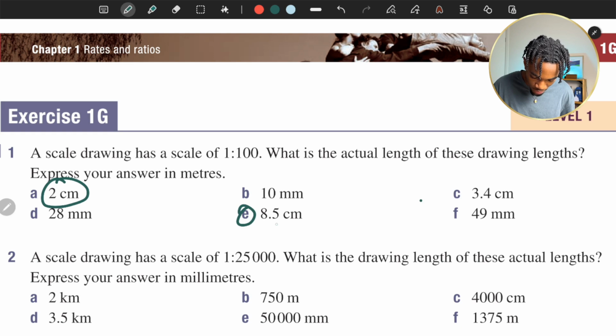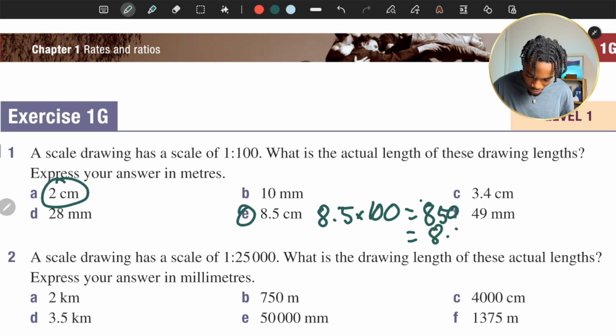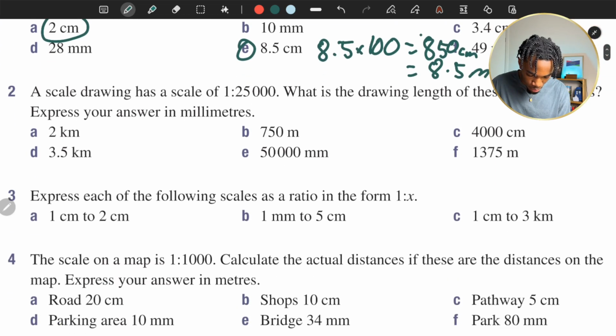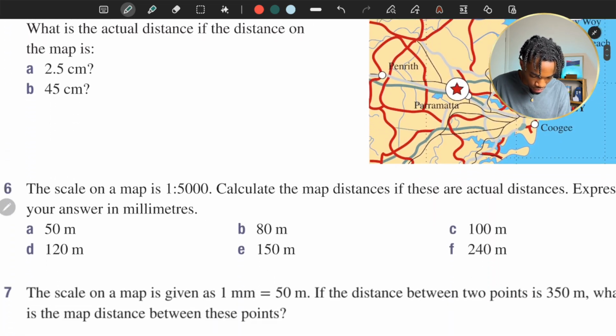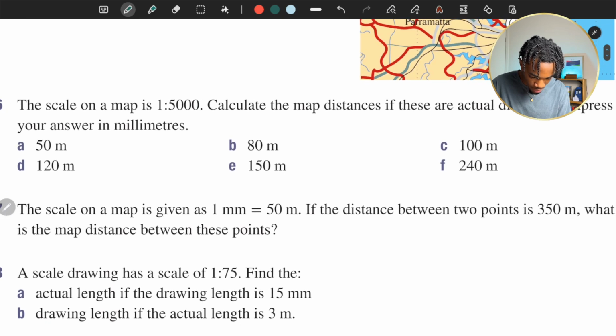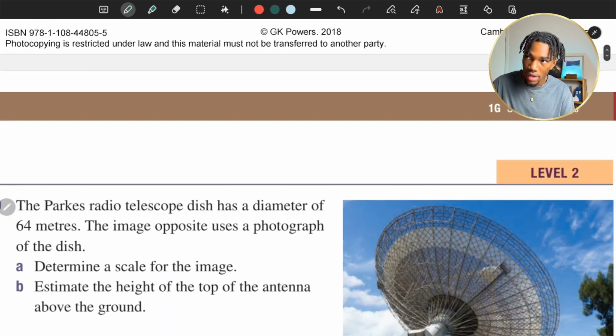E, so 8.5 centimeters. Same thing. Let's just times this by 100. That equals 850, and then divide it by 100 gives us 8.5 meters. Easy. Let's move on. Let's go to a harder one. Let's go to question 10.